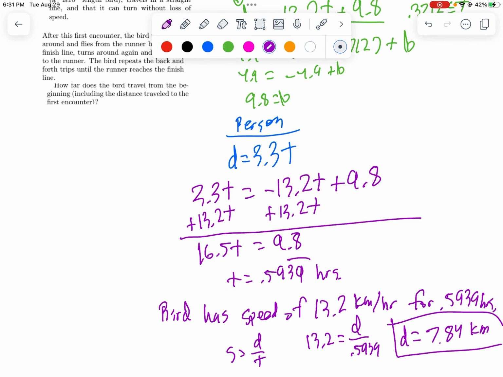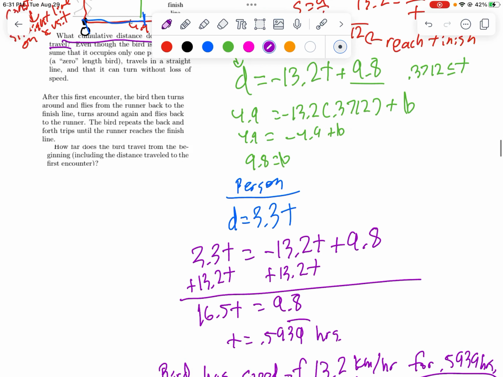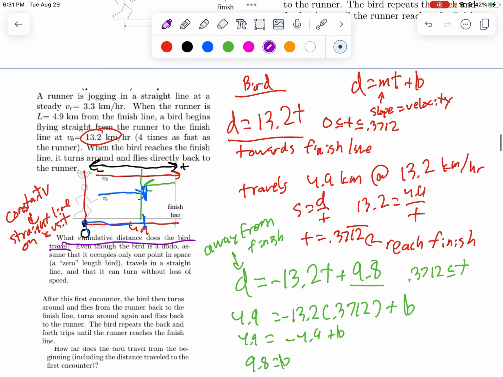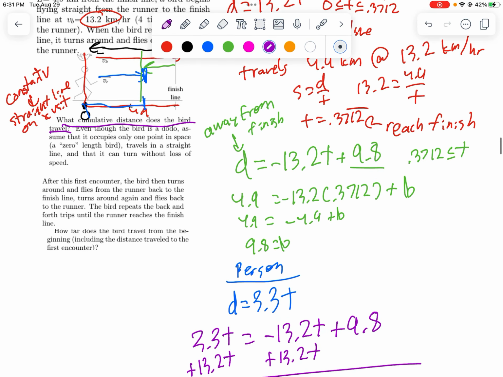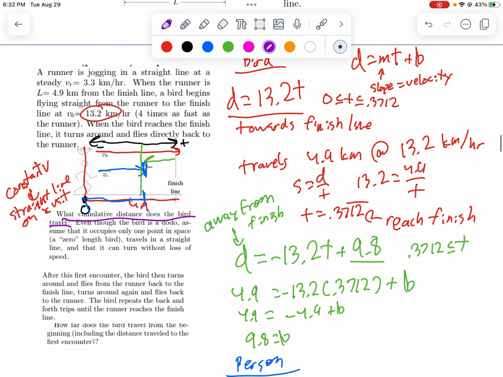Awesome. So we just used my models for the person and the bird. I modeled the distance that they travel against time, found out where they intersect, and then used that time and the bird's constant speed to find the distance the bird travels. So that is when the bird goes forward and back and meets the runner one time.